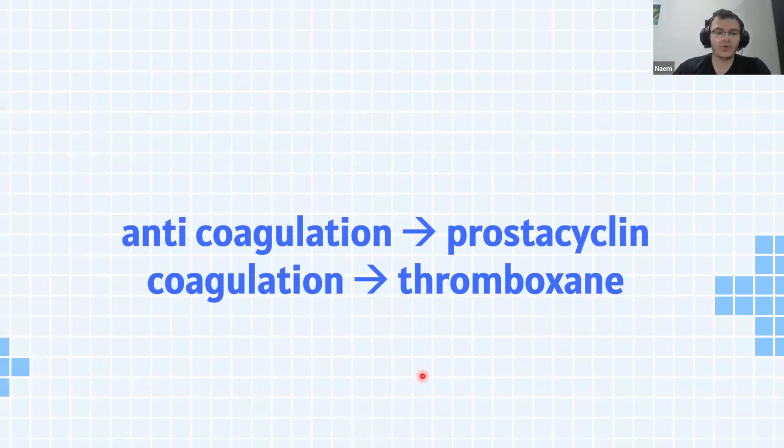Thromboxane leads to coagulation, leads to aggregation, which is coagulation. Okay, prostacyclin is anticoagulation. Please know that prostacyclin and thromboxane are opposites. They're not the same.